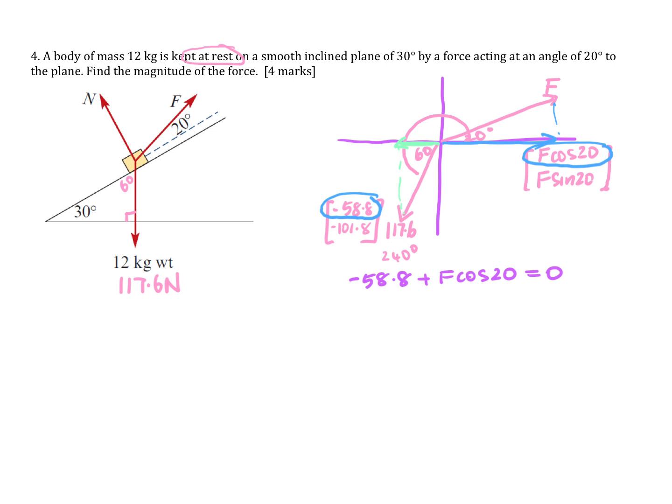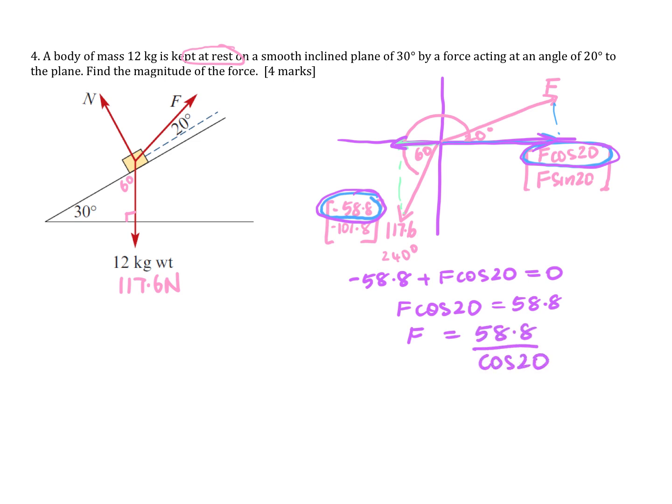Now, some of you went straight to moving that across to the other side and said F cos 20 is equal to 58.8. Some of you, though, said that F cos 20 equals negative 58.8. No, that's not true. The fact is that this one and this one add to give 0, so we can say the negative of that one is equal to that one. From there, all we're going to do is divide both sides by cos 20.